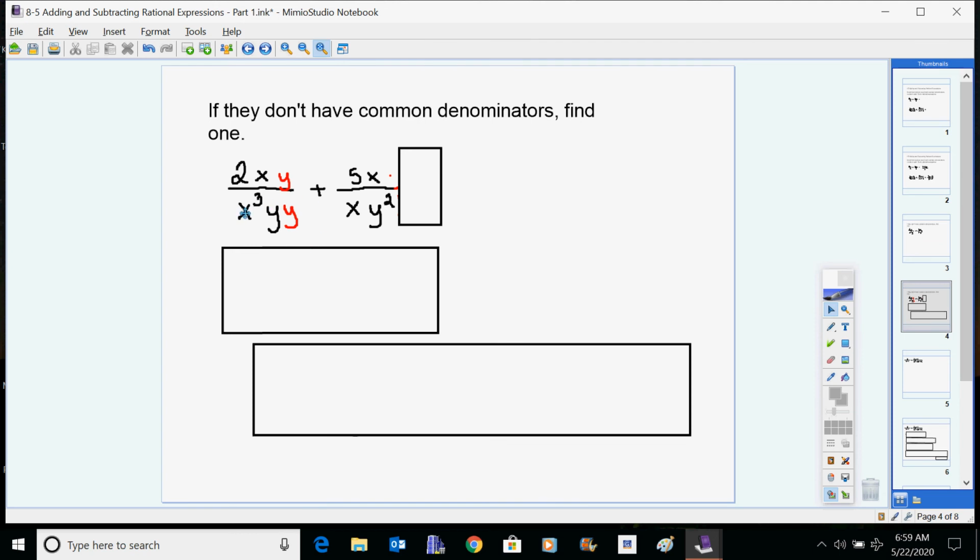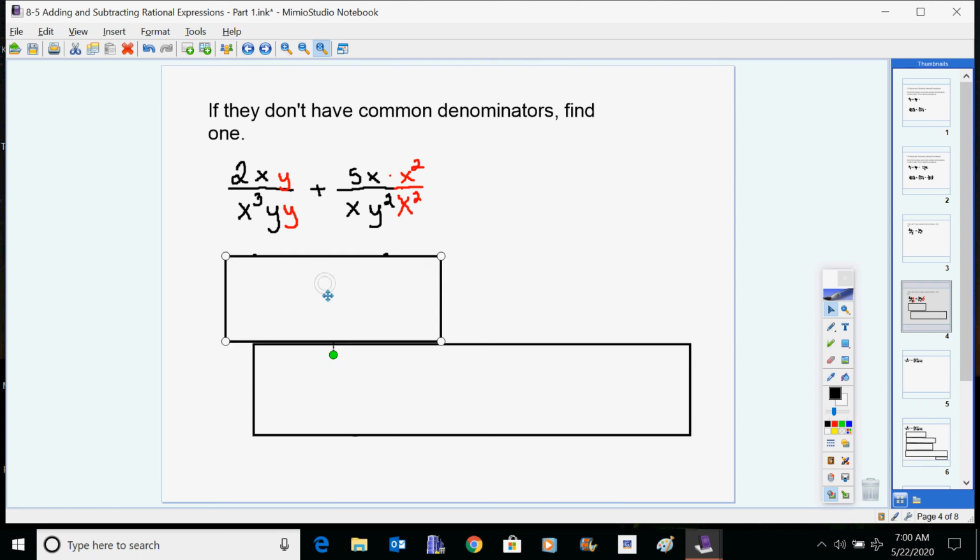And what this gives me is 3 x's and 2 y's in the denominator. When I multiply this one by x squared, I have 3 x's in the denominator and 2 y's in the denominator. So 3 x's here, 2 y's, 3 x's here, and 2 y's, all in the denominator. The numerator has to have the same things done to them that the denominators did because we need to multiply by 1.